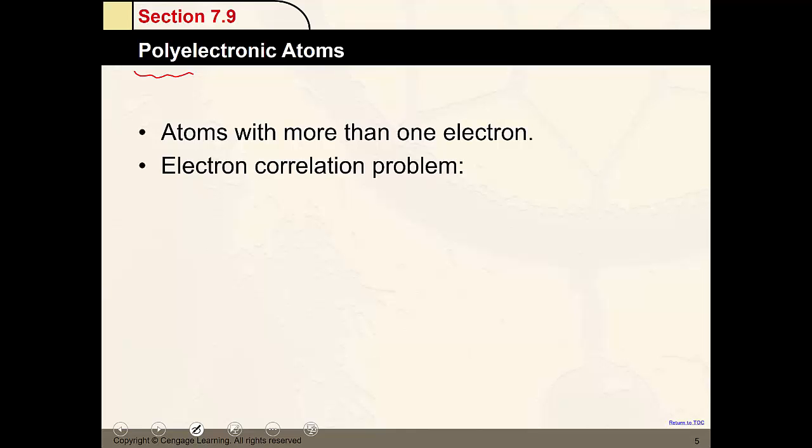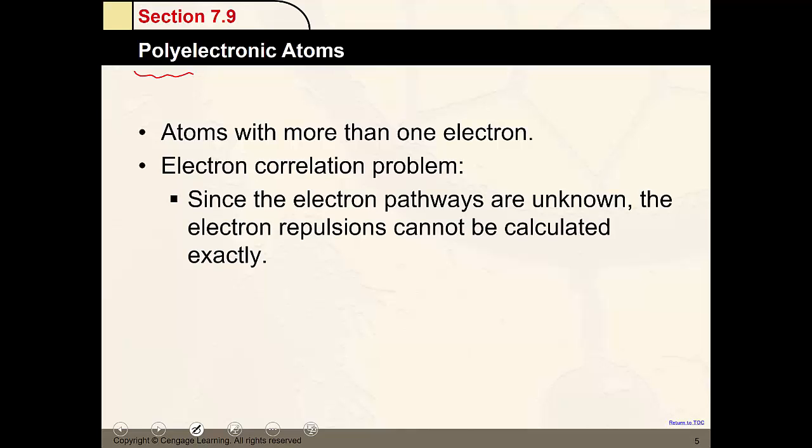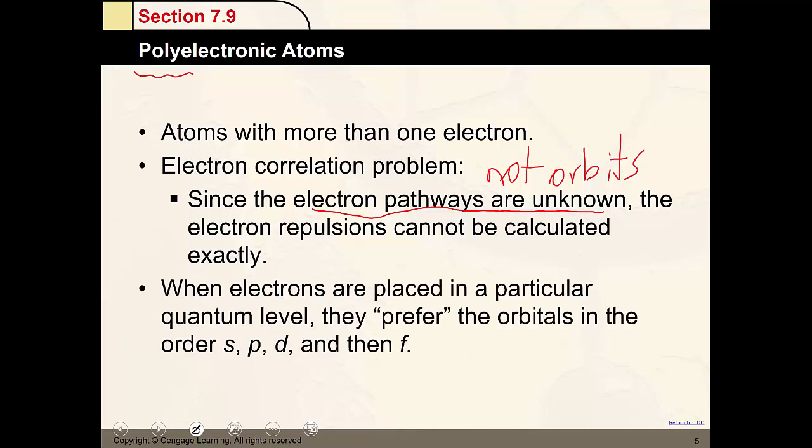Okay, and remember, we now know the electron pathways are unknown. It's not like the Bohr model. Those electrons are not traveling around in orbits, so we can't calculate that exactly. But now we can place them in their different subshells, the orbitals s, p, d, and f.